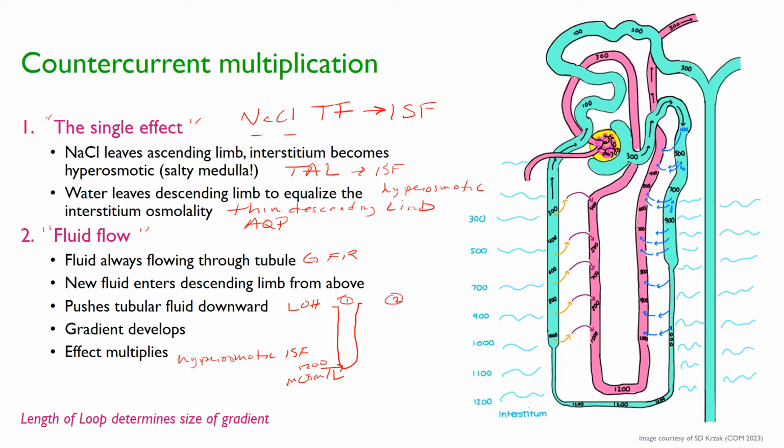But compare that to this second loop of Henle. Let's say it's a much deeper and longer loop of Henle. Maybe now, because it's just so much longer, you can get 2000 milliosmol per liter, simply because it's so much deeper and longer compared to this first one. So the length of the loop of Henle determines the size of the osmotic gradient in the interstitial fluid.